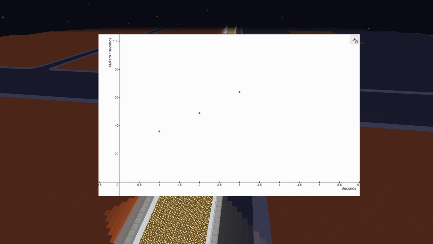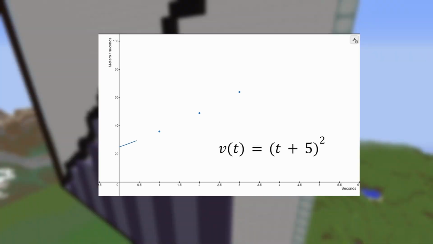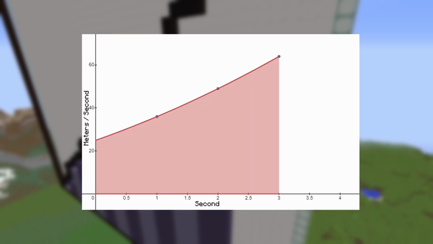Using this graph, we can make a model that represents our velocity as a function of time. This is the function that is being used to model our velocity. By taking the integral, or the area under the curve of this function, we are able to find my displacement in the first 3 seconds. This is because the area under the curve of a velocity graph is displacement.